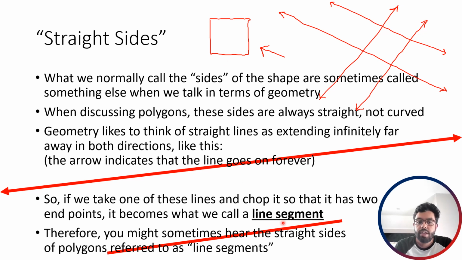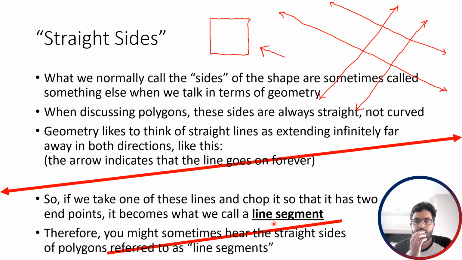So in geometry, if you take a line and then you chop it so that it starts here and ends here, and it's just a straight line between these two points, and then it doesn't exist outside of that, like each of these four pieces here that make up the square, then that's what geometry calls a line segment. The segment is just like a piece of something. So it's like a piece of a line.